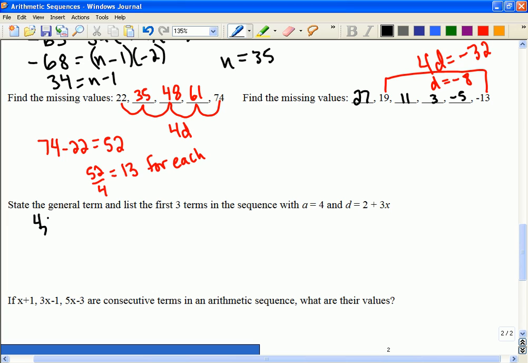How do I get to the next term in an arithmetic sequence? I'm not talking about this one. What do you do to get from the first term to the next term? What do we call that? You move by a common difference, which in this case is 2 plus 3x. So it's going to look funny. It's going to be 4 plus 2 plus 3x. So that's going to give me 6 plus 3x. Right? Okay, how do I get the next term?